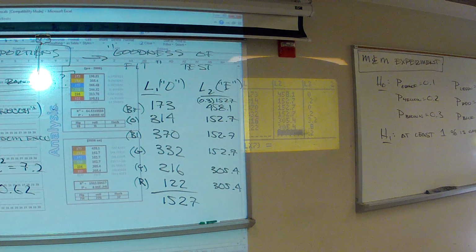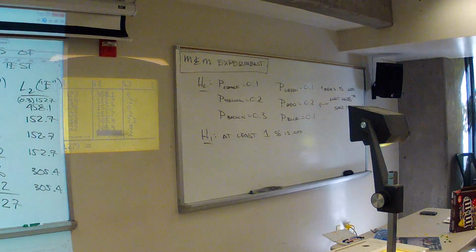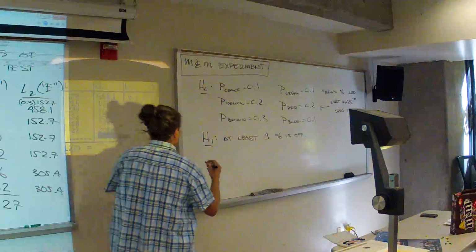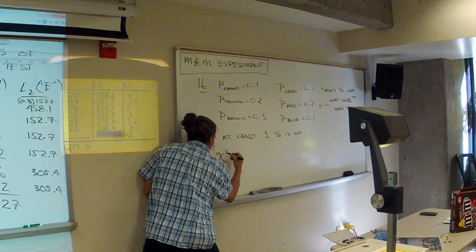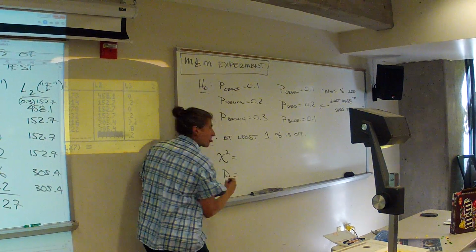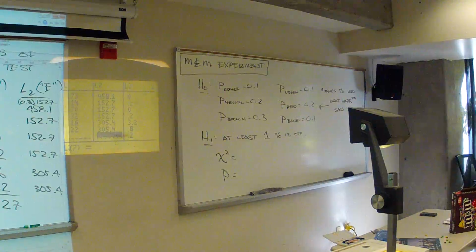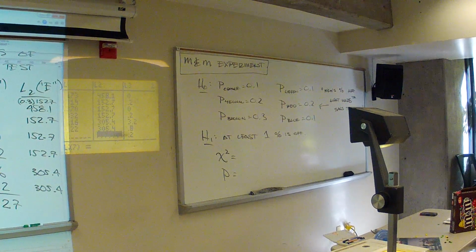So now we can do the goodness. Now we are ready to actually test the data. The data collection is always the most time-consuming part. We're ready to test it now. So let's swing over to here. We've got our hypotheses. Let's get our test statistic and our p-value, and let's see if we believe M&Ms. And when I say M&Ms, I mean the Mars company that gives us those percentages.